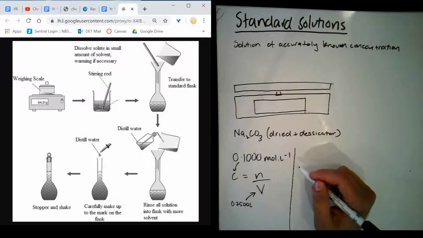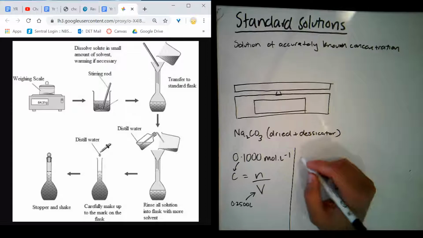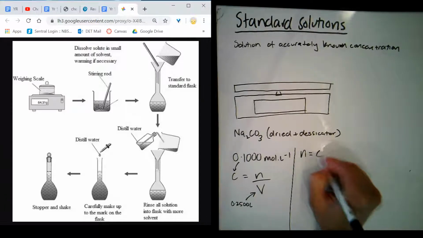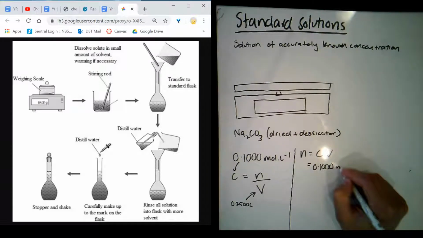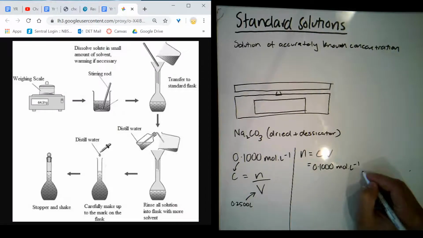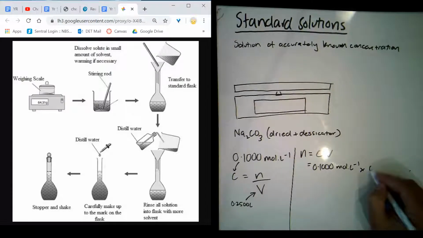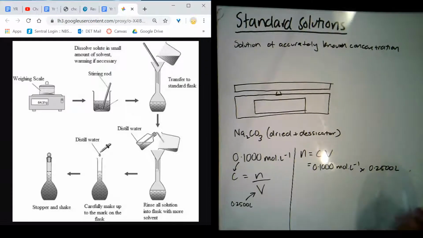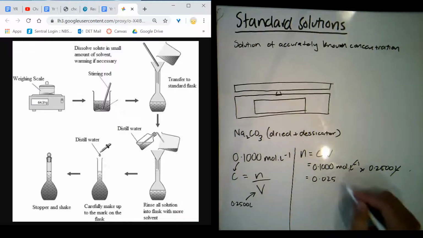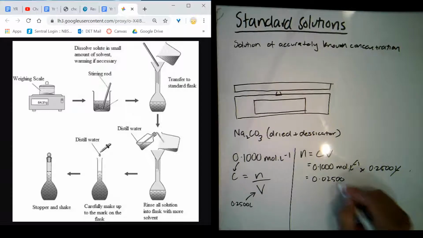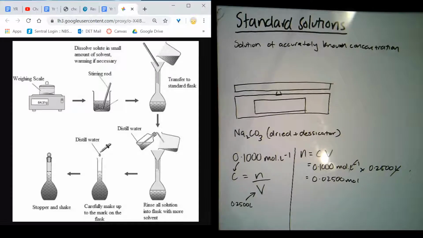So let's work this out really quickly. Let's rearrange the formula, and we end up with n equals CV. That's cool. So 0.1000 moles per liter multiplied by 0.2500 liters. Notice liters and inverse liters cancel. And if we multiply something by 0.1, we just move the decimal place. So we need 0.025 moles, and don't worry about the decimal places so much for now. We'll worry about them at the end. Okay, that's all well and good.